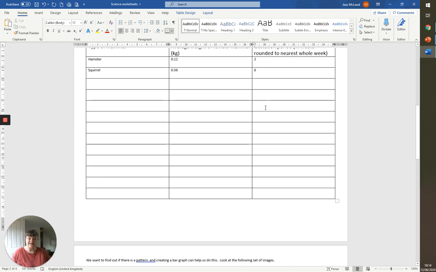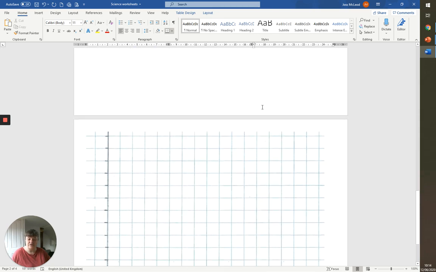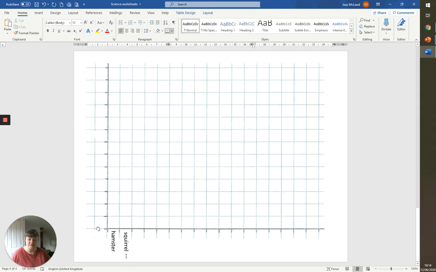When you've done that, you're going to plot it on a bar chart. I've put the hamster and squirrel in ready for you so that you know what you're doing. The first job you've got to do is the labels up here. You may remember this is called the y-axis. This is called the x-axis. So x is along, y is up. We always say along the corridor and up the stairs, x, y. All right, so you've got to label this up.